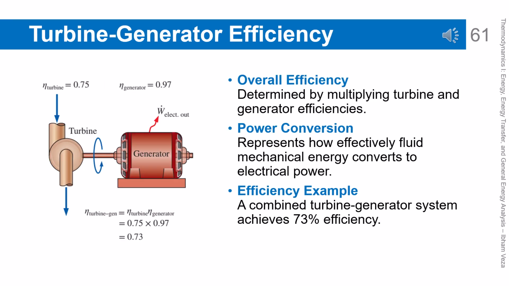Turbine generator efficiency. The overall efficiency of a turbine generator system is obtained by multiplying the efficiencies of each component. The fluid mechanical energy is first converted by the turbine into shaft mechanical energy. The generator then converts it into electrical energy. Each stage has its own losses. Therefore, the overall efficiency is always lower than the efficiency of each individual component.